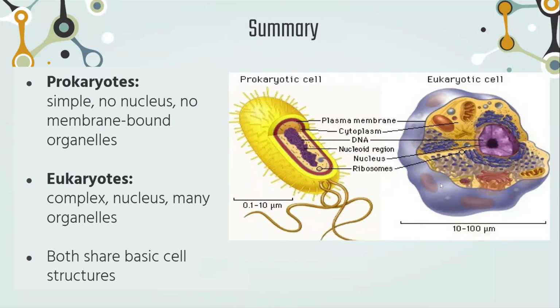So, in summary, prokaryotic cells, or prokaryotes, are simple cells. They have no nucleus and no membrane-bound organelles. Eukaryotes are more complex. They do have a nucleus and they have many membrane-bound organelles, but both also share basic cell structures like a plasma membrane, cytoplasm, DNA, and ribosomes.